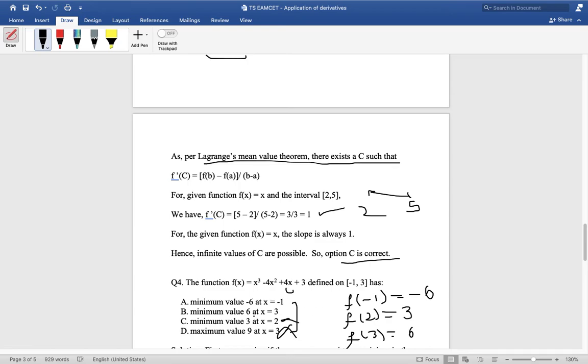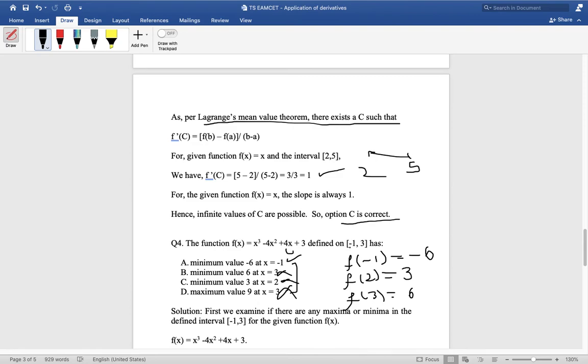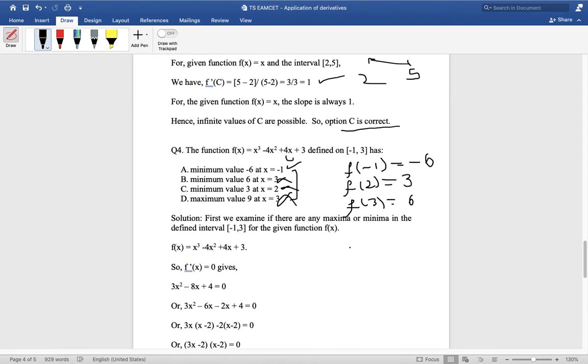Minimum value 6 at x equal to 3. Yes, f of 3 is 6, but the minimum value is happening at minus 1, which is minus 6, so this is also not correct. Minimum value minus 6 at x equal to minus 1. Done. I don't even need to solve the problem. I can just look at the options and tick one. But let us see how to solve the problem.